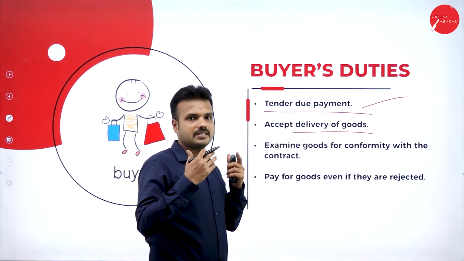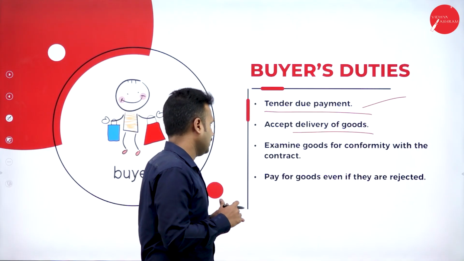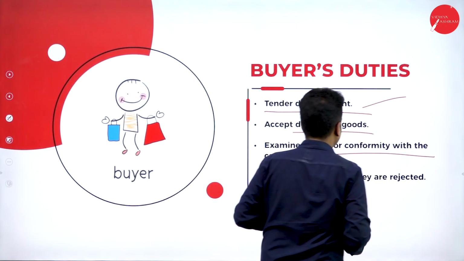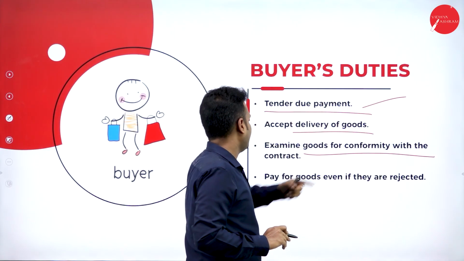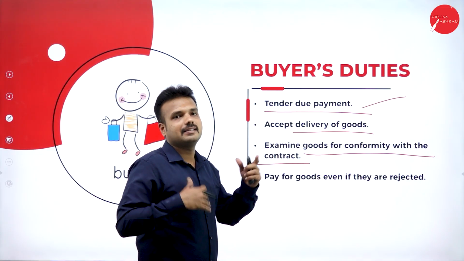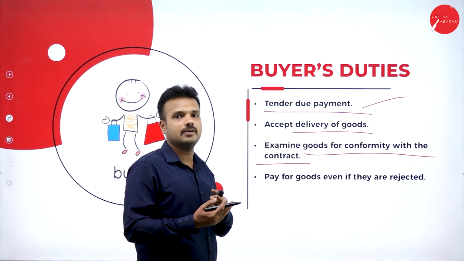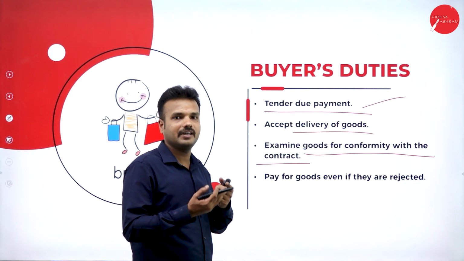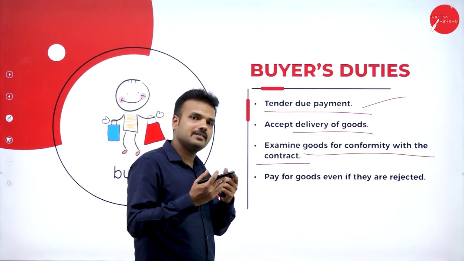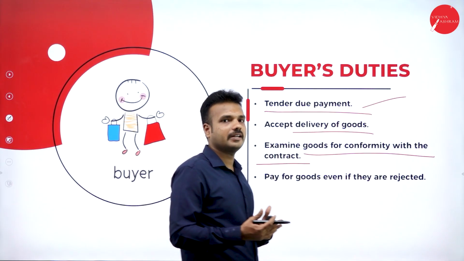If a good is damaged, he has a right to reject the delivery of the good. Examine goods for conformity with contract. Okay, so what is he going to examine? The conformity of goods. Conformity of goods means the quality of the good: whether the good that was delivered is original or duplicate, whether it is in working condition or not, whether it is the right product or a wrong product that is being delivered.